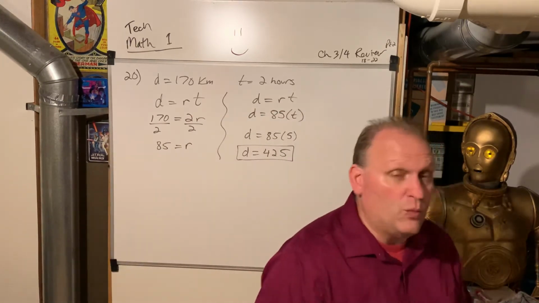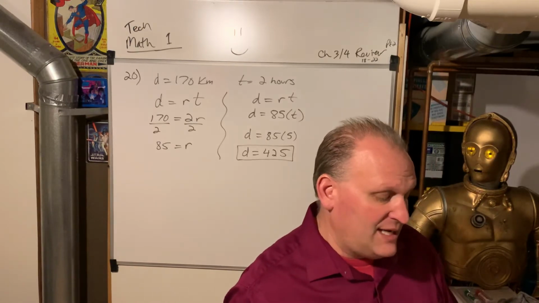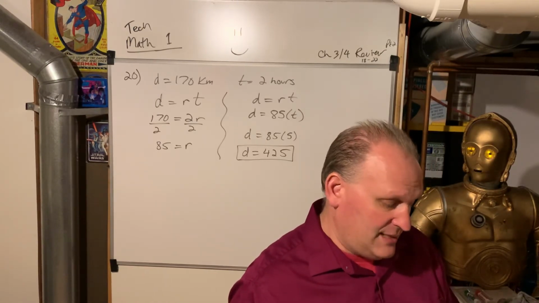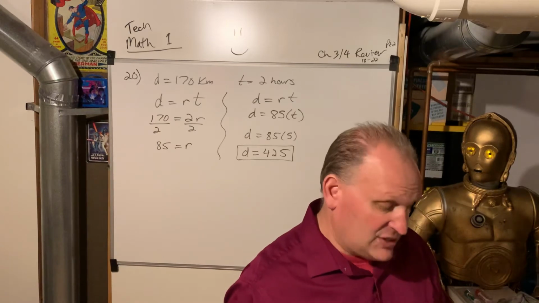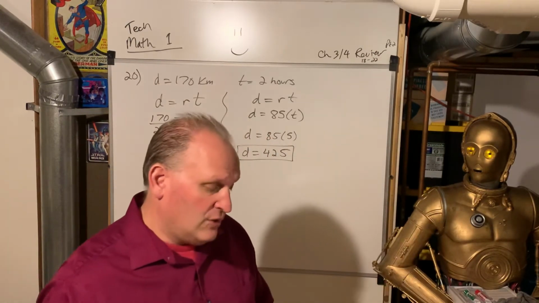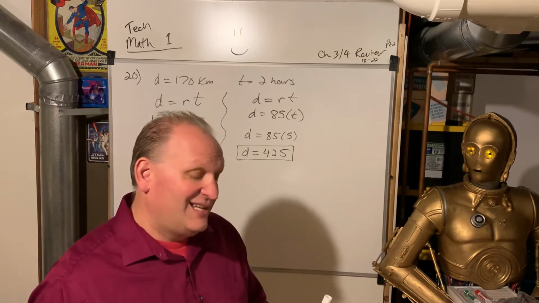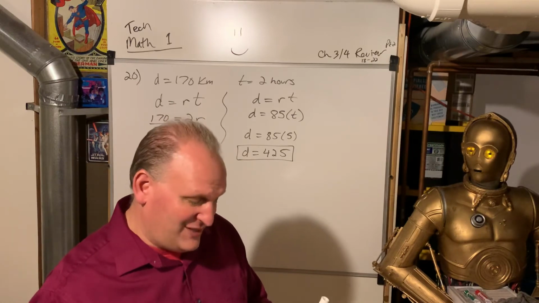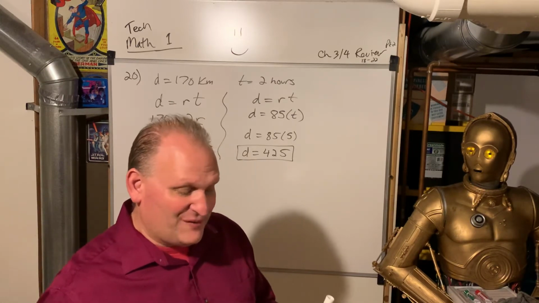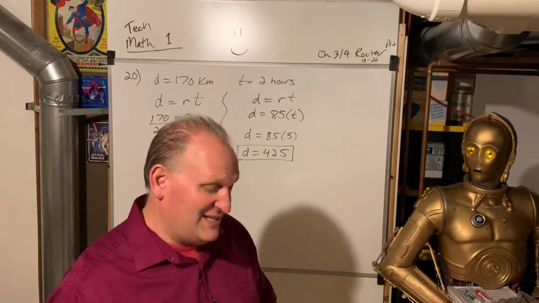But now for 21, that's different because it says the pressure of a gas varies inversely as the volume V. If P is equal to 4 kilograms per centimeter squared, when V is equal to 15 liters, find P when V is equal to 10.